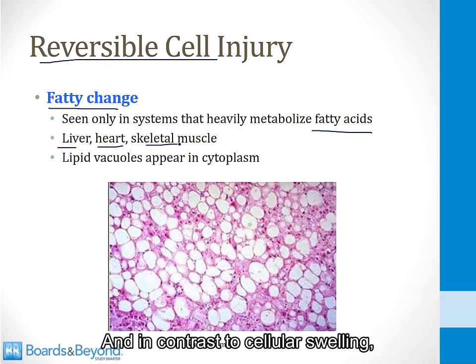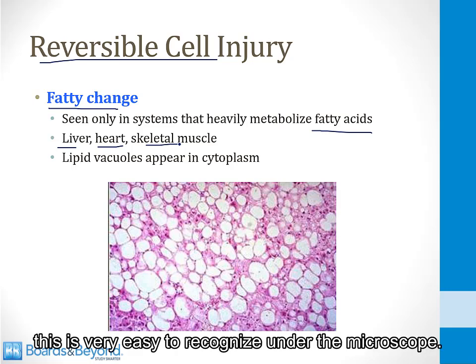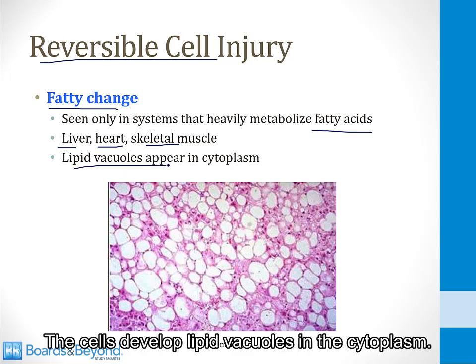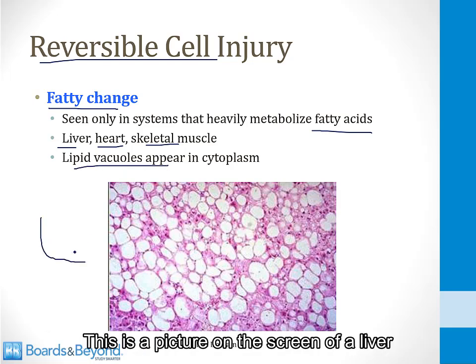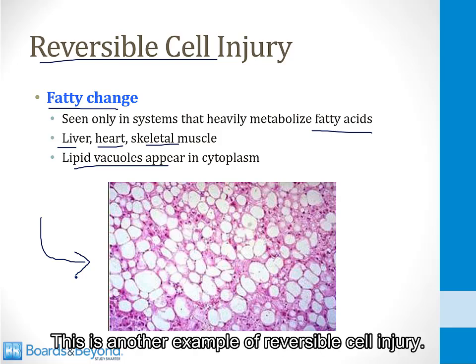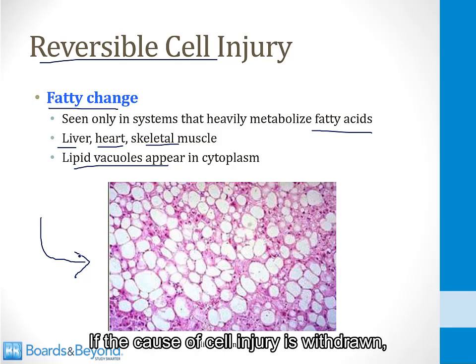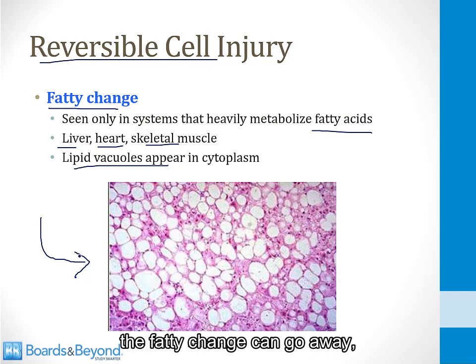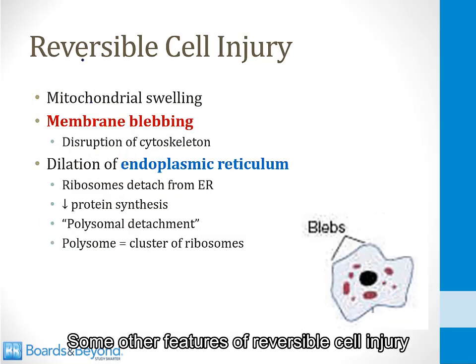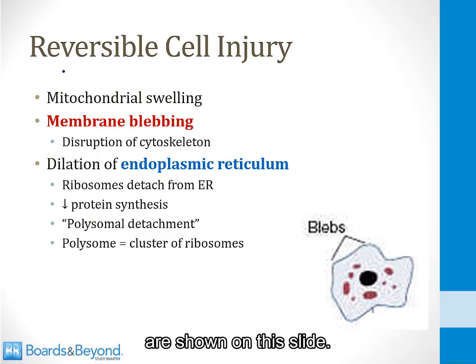And in contrast to cellular swelling, this is very easy to recognize under the microscope, and you should know what it looks like. The cells develop lipid vacuoles in the cytoplasm, and this is a picture on the screen of a liver that's undergone fatty change. This is another example of reversible cell injury. If the cause of cell injury is withdrawn, the fatty change can go away and the liver cells can go back to appearing normal.